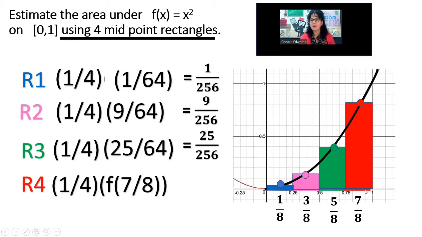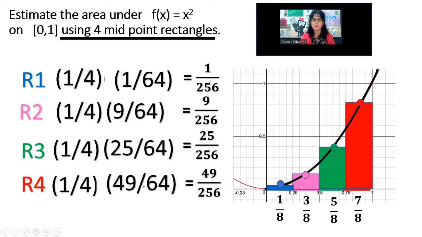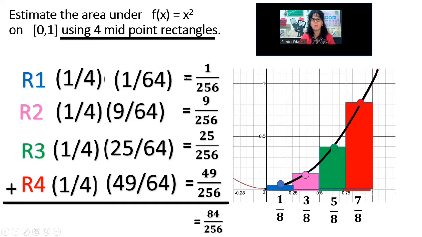And then the height of the red one is 7/8, substituted into the function, because the y coordinate on that function is the same as the height. All right, so 7/8 times 7/8 is 49/64. The width times the height is 49 over 256. So if we add all of those areas together, we get 84 over 256.